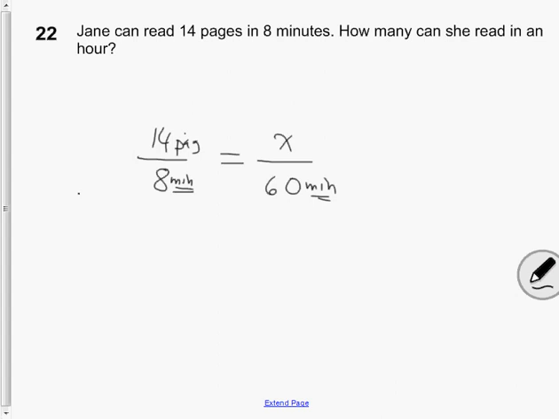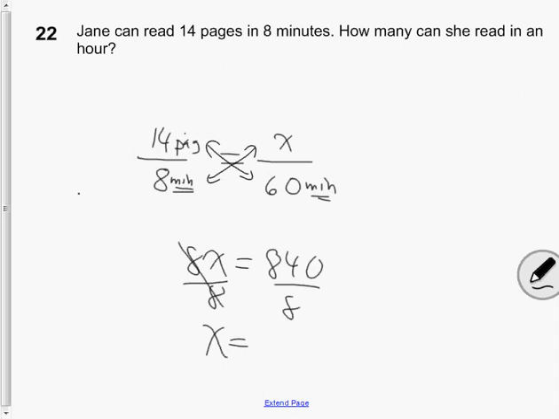And once you have that, you can figure out what you multiply 8 by to get 60, which is tough. Or alternatively, you can use that algebraic method that works all the time for solving missing values. So 60 times 10 is 600, plus 240 is 840. Divide both sides by 8, and x will equal 105. So therefore, she can read 105 pages in 60 minutes.